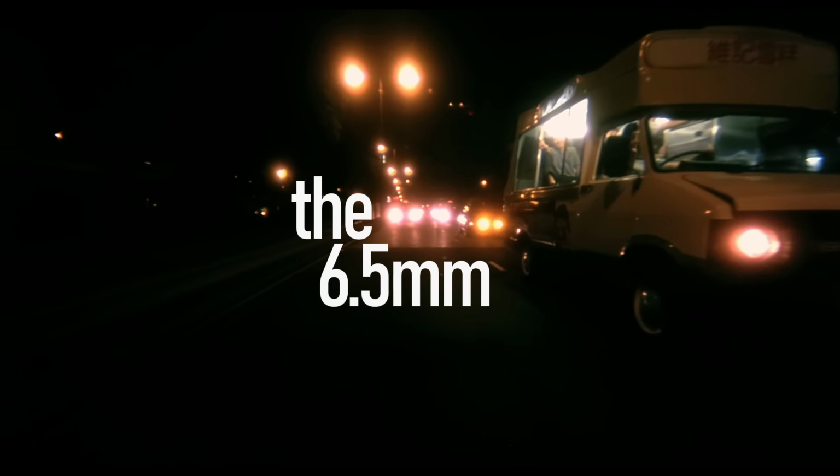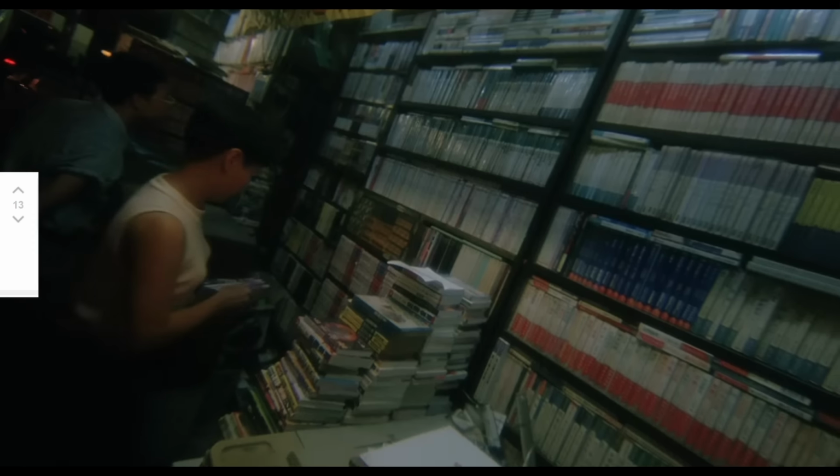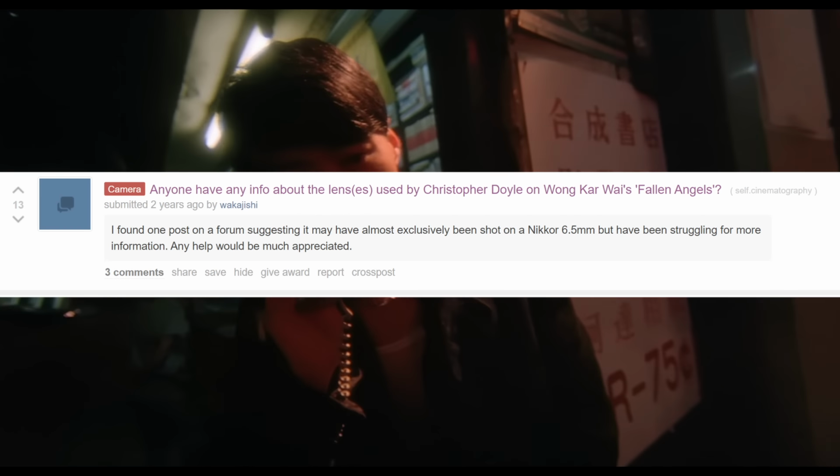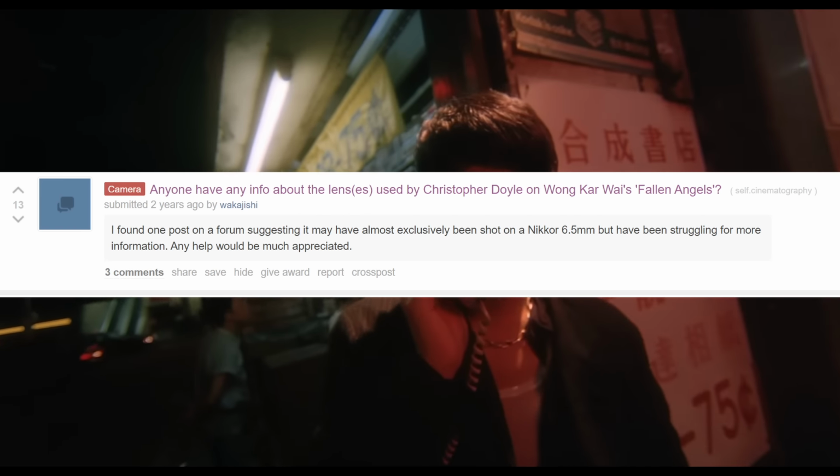One of the first places I was able to find Doyle's quote in the original context was a mostly ignored Reddit post on the r/cinematography board, also trying to identify the lens.